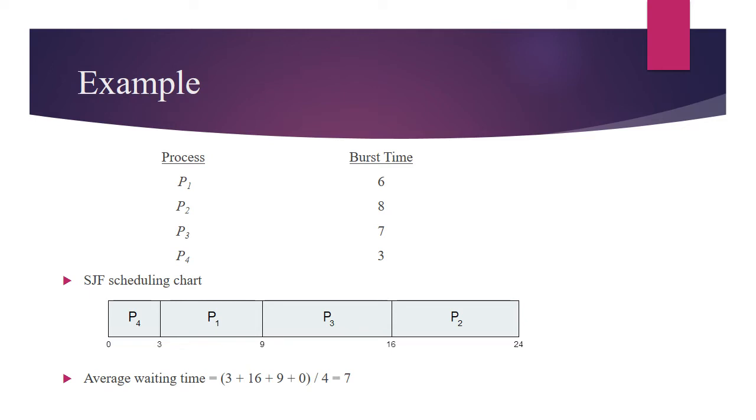Then the next shortest job is P1 with burst time 6. So P1 will be allocated the CPU. Then P3 and then P2. Next we will calculate the average waiting time. For P1 it's 3 because P1 has to wait until time 3. For P2 it is 16, for P3 it is 9 and for P4 it is 0. So we add these 4 waiting times and divide by 4, and we get 7. So for shortest job first, the average waiting time is 7.